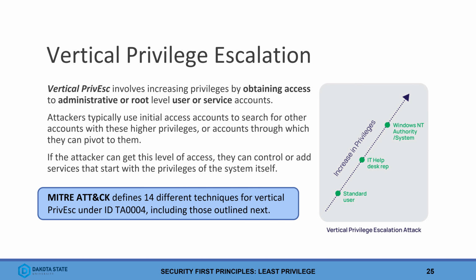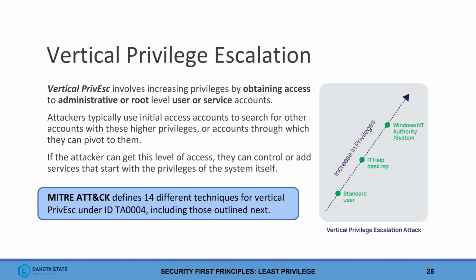Vertical privesc involves increasing privileges by obtaining access to administrative users on Windows or root on Linux, or service accounts. Attackers typically use this initial access account to search for other accounts with these higher privileges, or accounts through which they can pivot to get them. And if the attacker can get this level of access, they essentially own the system.